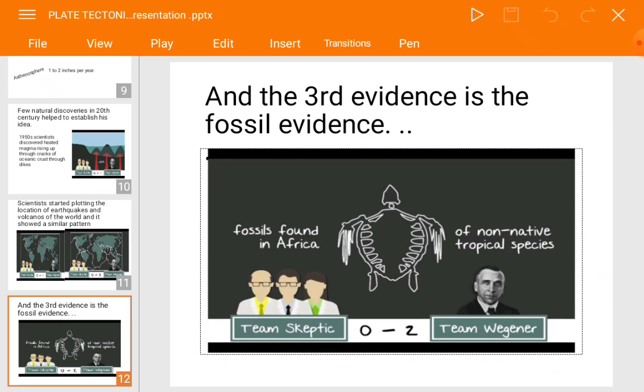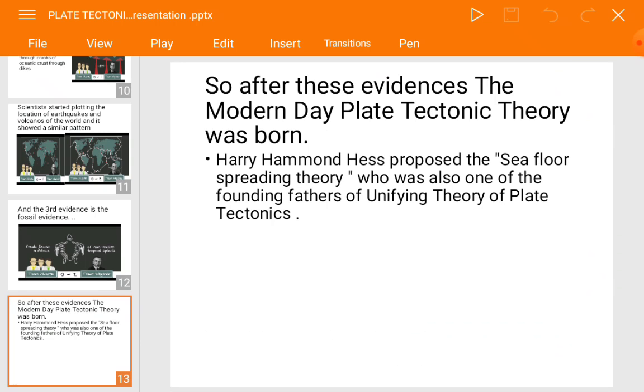And the third evidence is the fossil evidence. Fossils found in the eastern part of South America and fossils found in the western part of Africa were mostly the same. So after this evidence, the modern-day plate tectonic theory was born. Harry Hammond Hess proposed the sea-floor spreading theory, who was also one of the founding fathers of the unifying theory of plate tectonics.